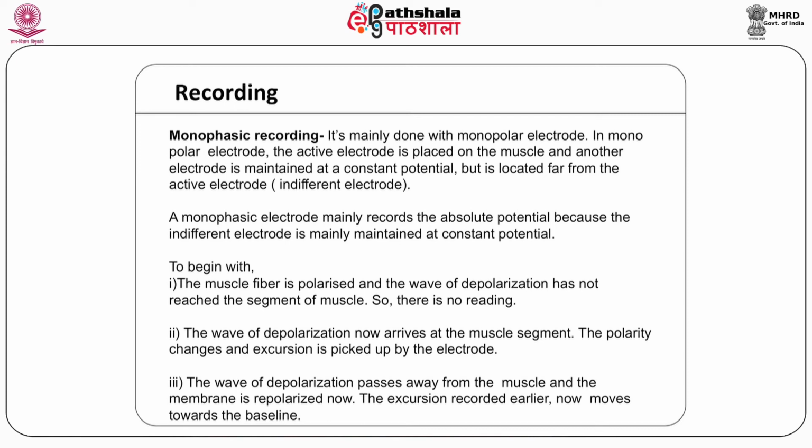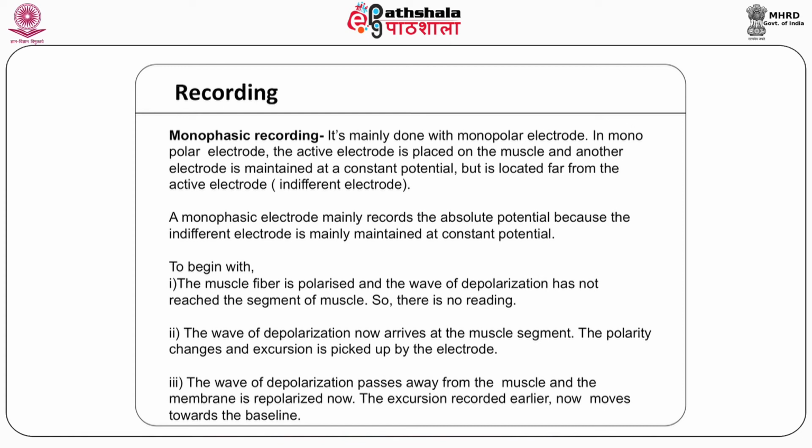Now, to begin with, how does this happen? Let us suppose the first thing that happens inside the muscle is the muscle fiber is polarized and the wave of depolarization has not reached the segment of the muscle. So, there is no reading in the equipment. Now, the wave of depolarization arrives at the muscle. The polarity is changed now and the excursion is picked up by the electrode.